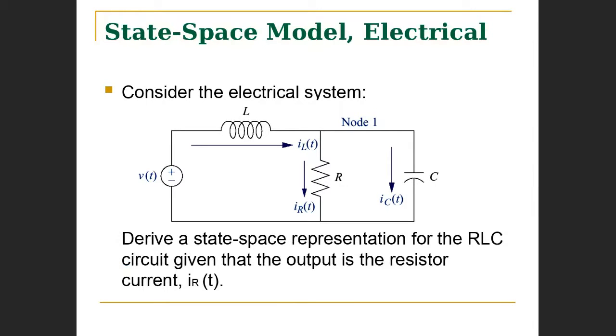So here we have an electrical network, and we are seeking to derive a state space representation for the network. It's an RLC network. And we are defining the output of our system, and this is the resistor current, iR(t). Of course, the input is the source voltage.